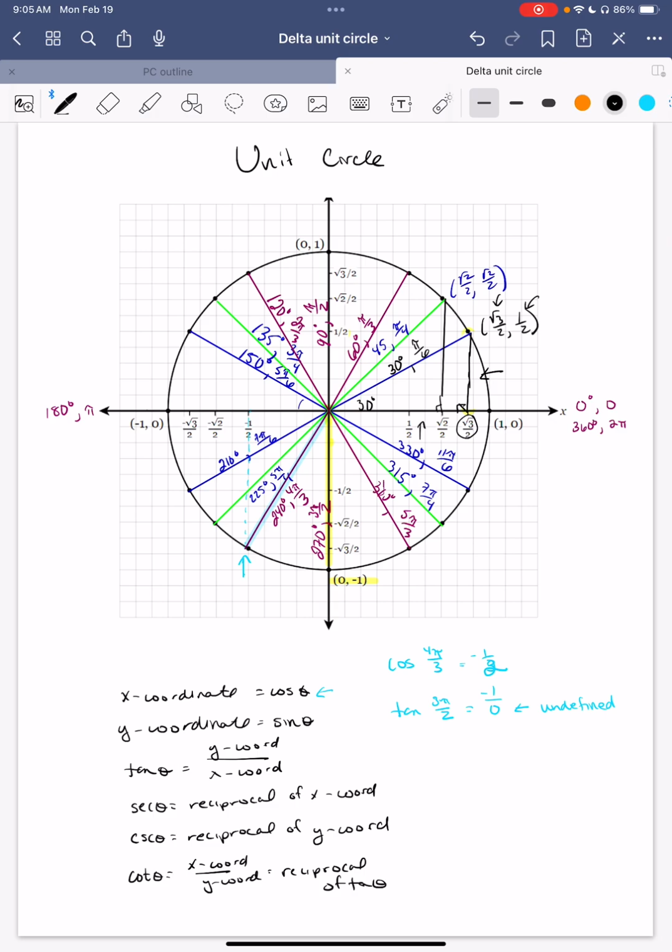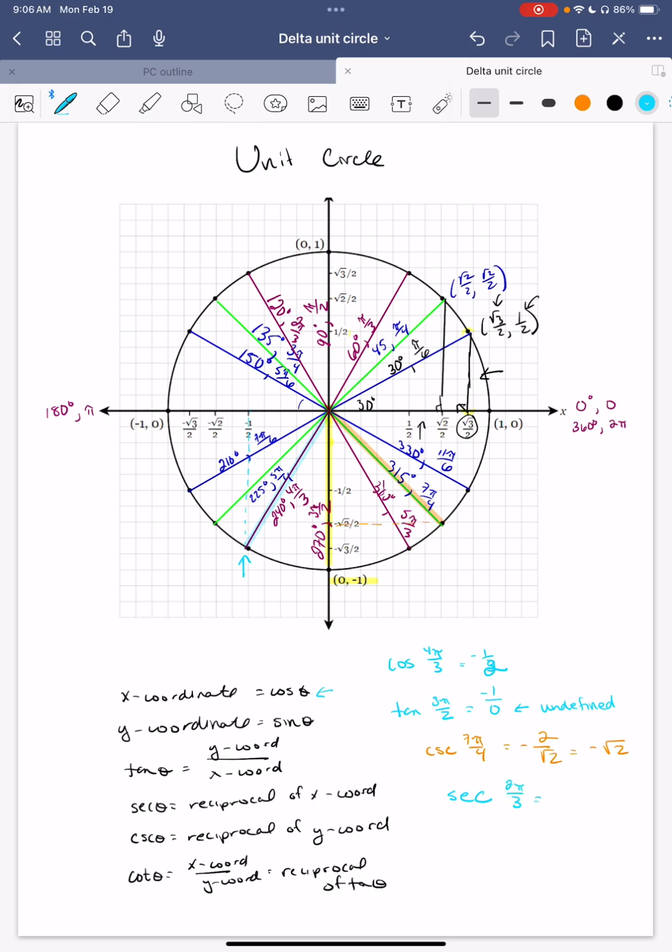All right, so a couple more examples. So let's say we want to find the cosecant of 7 pi over 4. So again, I've got to go first and find 7 pi over 4. That's here. Then I need to find the y-coordinate because it's cosecant. So the y-coordinate, I'm looking over here, negative root 2 over 2. But I need the reciprocal. So the reciprocal of that would be negative 2 over radical 2, which when we rationalize ends up being negative root 2.